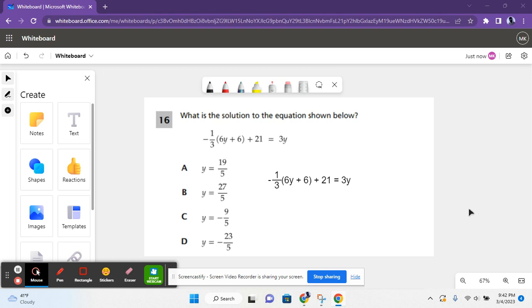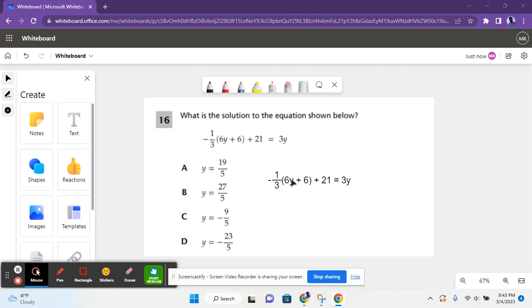So let's get started. For question 16, it says, what is the solution to the equation shown below? Negative 1/3, open parentheses, 6y plus 6, close parentheses, plus 21 equals 3y. So they want us to find the value of y.